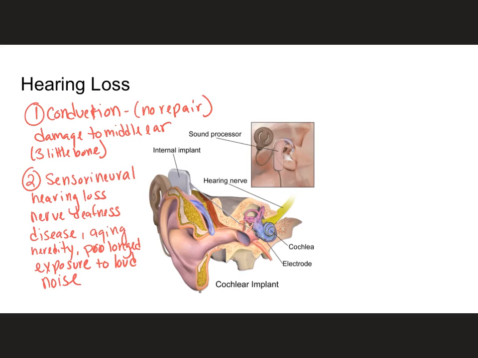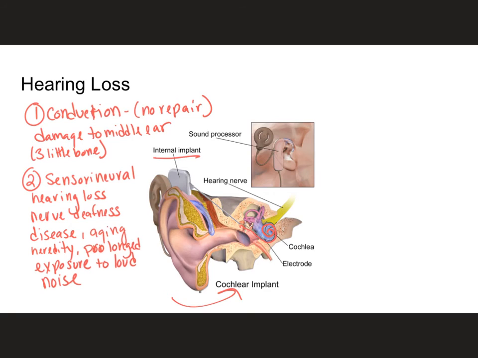Now, this can be corrected by what we call a cochlear implant. You can see how a cochlear implant works. They actually take a little wire and put it through the cochlea. Then they have an internal implant that helps process the hearing, which is kind of interesting and fascinating that they can do this.